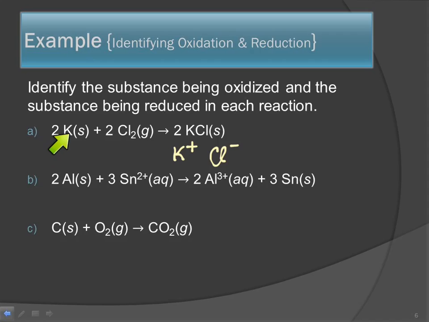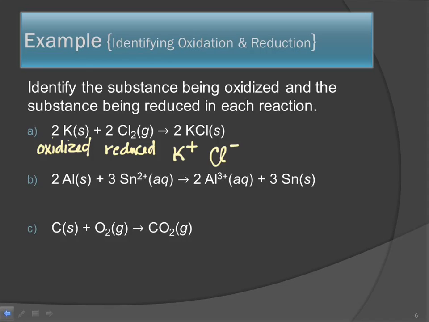The potassium went from a 0 charge to a +1 charge. Is that losing electrons or gaining electrons? Losing. Oxidation is loss of electrons. So the potassium is being oxidized. That's the one that's being oxidized. The chlorine went from 0 charge to a -1 charge. Is that losing or gaining electrons? Gaining. Reduction is gaining. So the chlorine is being reduced.